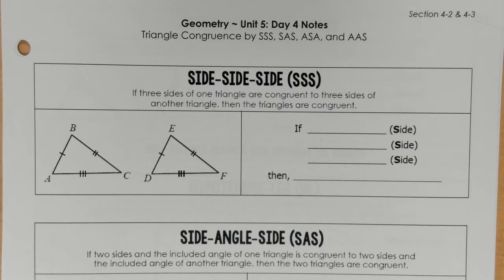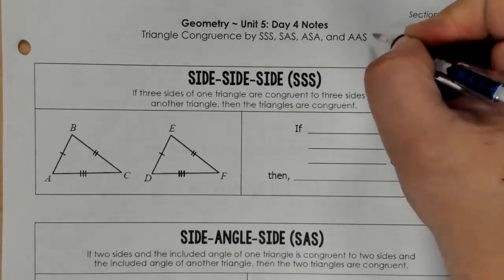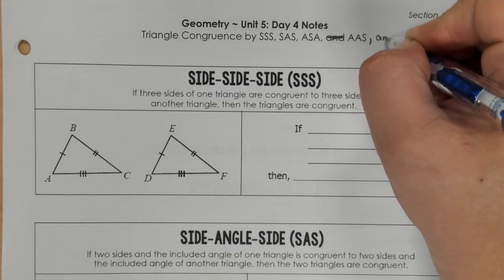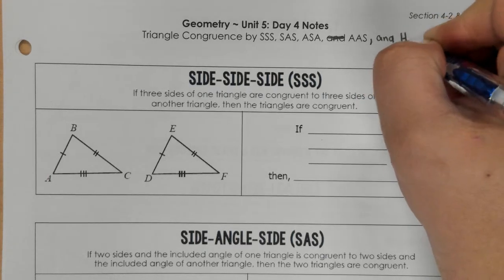For day 4 notes, we're going to talk about triangle congruency. So we're looking at 2 different triangles and we're going to decide how they are congruent. And there are 5 different ways to decide that. At the very top up here where the title is, we're also going to add in one called HL.